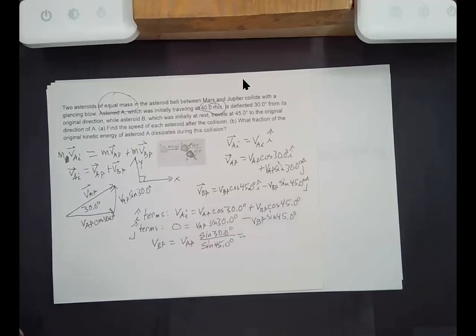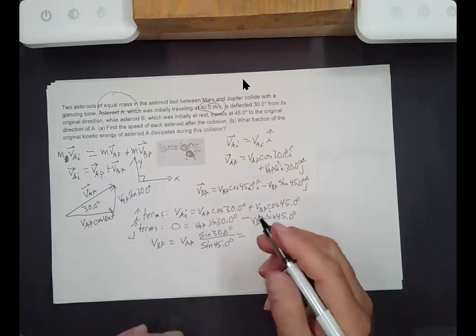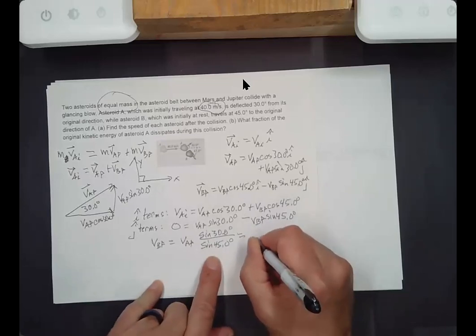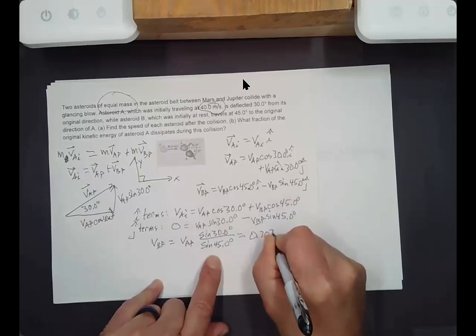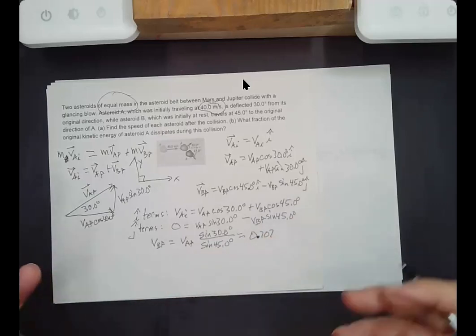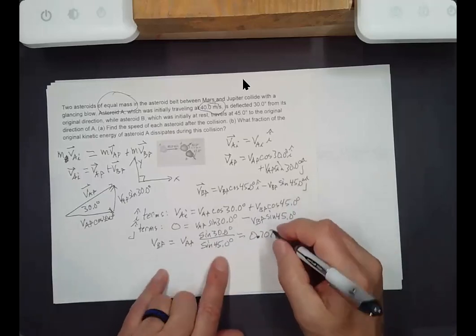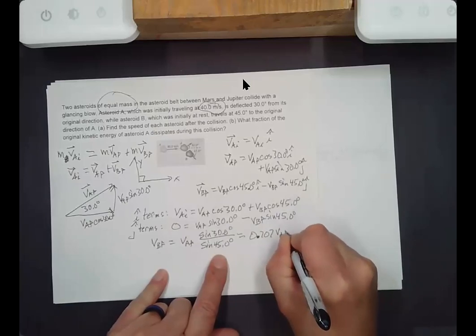Oh, good grief. Square root of 2 over 2 is what I get out of this thing, but I don't like that. Oh, 0.707. I should have been able to do that in my head. When I took trig in high school, you had to memorize stuff like the square root of 2 is 1.414 and stuff like that. Anyway, 0.707 VA final.